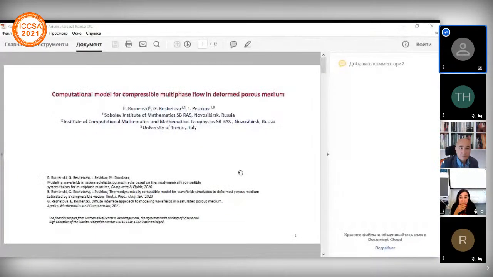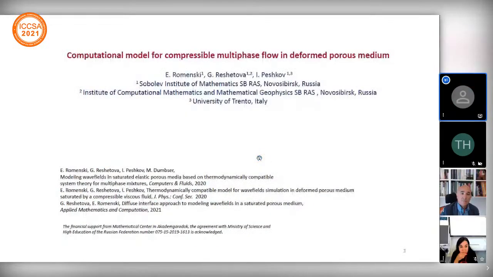Okay. Thank you very much. I will try to show my screen. Not easy. This one, okay. Just a moment. Can you see me? We can see the screen, yes. Okay, thank you very much.